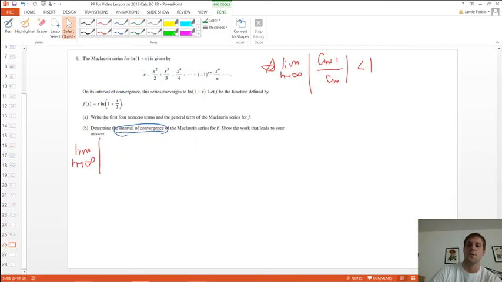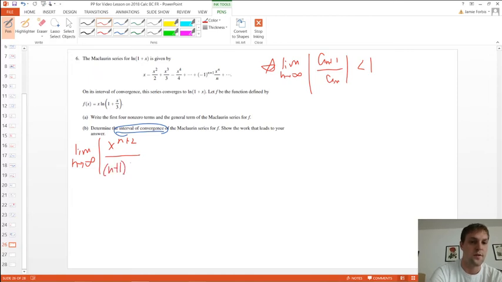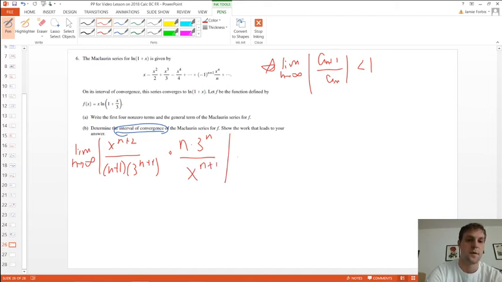Okay. So a sub n plus 1 is going to be, just looking back at that previous problem, instead of x to the n plus 1, it's going to be x to the n plus 2 over, instead of n times 3 to the n, it's going to be n plus 1, 3 to the n plus 1. And then times, because we're dividing by a sub n, so I'm going to do same change flip. It's going to be n 3 to the n over x to the n plus 1. Okay.